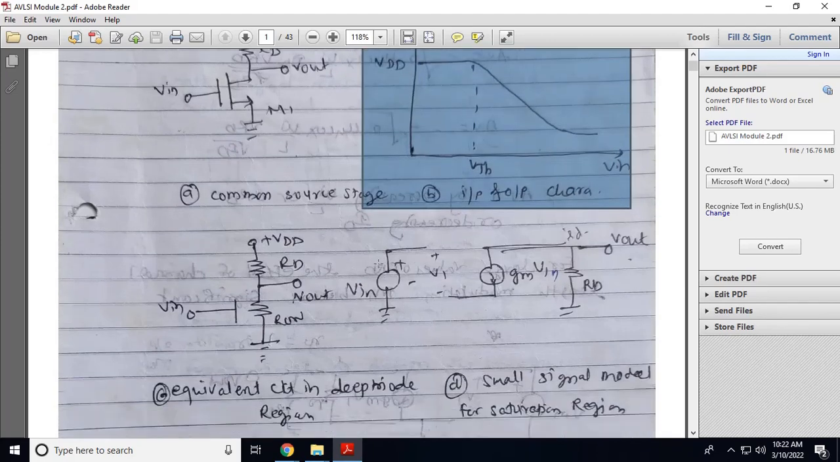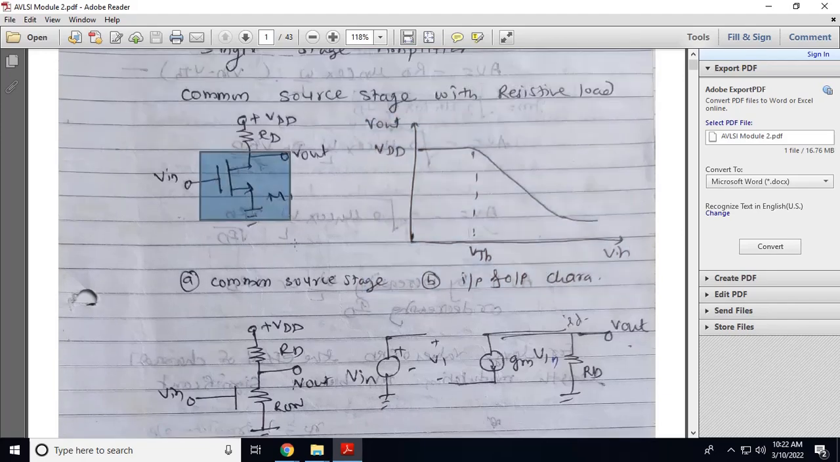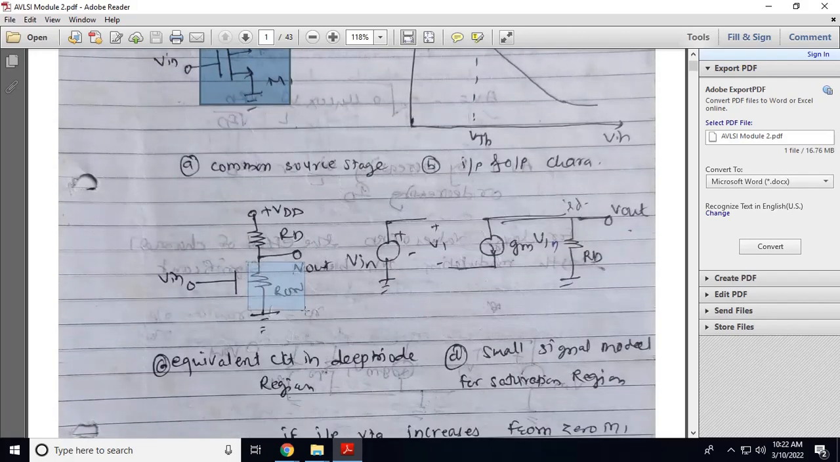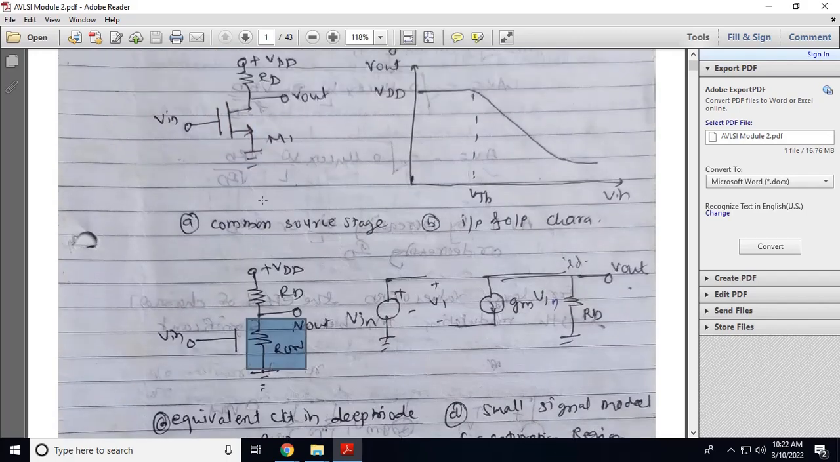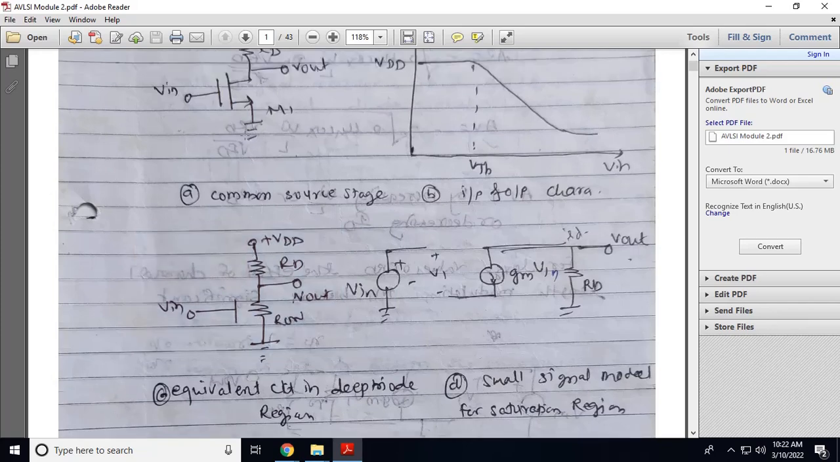Then we can draw an equivalent circuit. Transistor M1 in the deep triode region can act as a resistance. So we can draw a resistance R on instead of MOSFET M1. This is the equivalent circuit of a common source amplifier in the deep triode region, where the transistor is replaced with a resistance, that is R on.